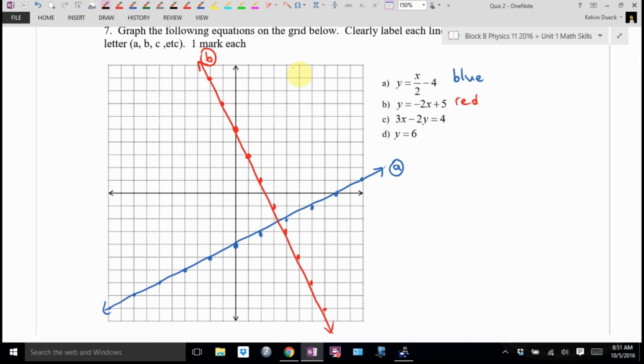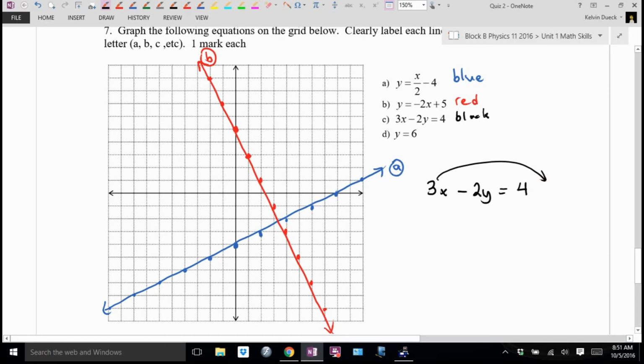C. I'll do that in black, and I'm going to have to do some work. I have to get the y by itself. So I'm starting out with 3x minus 2y equals 4. I'm going to move this to that side. And by the way, hopefully you've picked up by now, I'm organized and lazy. So that's actually how I would show that step. And then I would say to myself, how do I move it to that side?